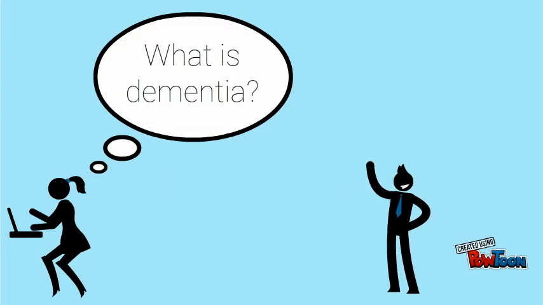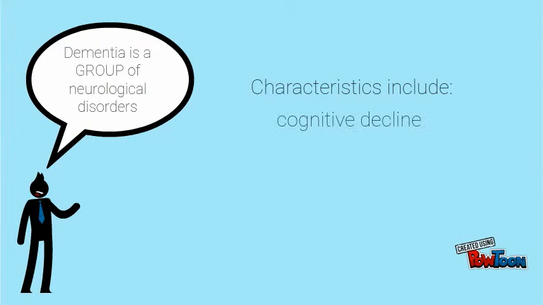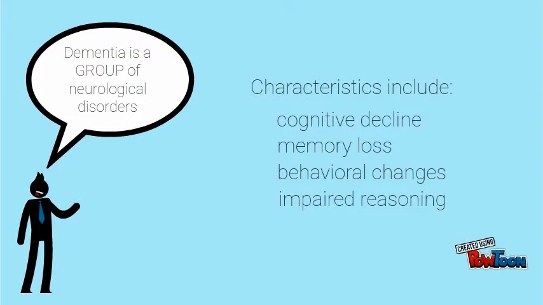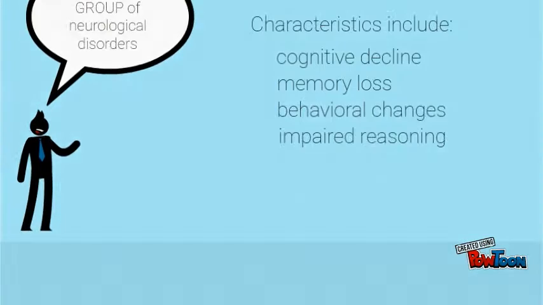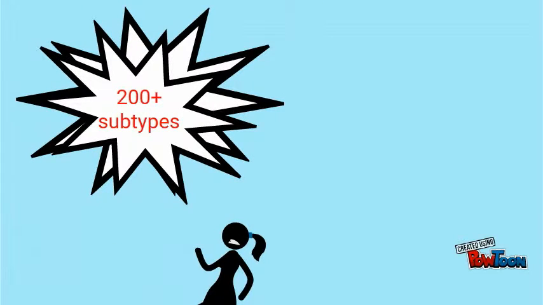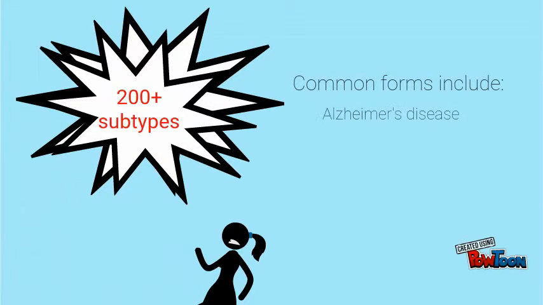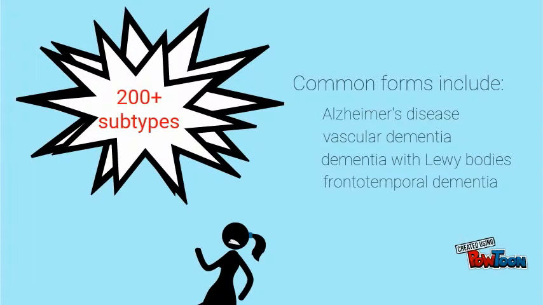The first thing to do when exploring dementia is to find out what dementia really is. Dementia is actually a term that refers to a large group of neurological disorders characterized by cognitive decline, memory loss, personality and behavioral changes, and impaired reasoning. It's generally associated with aging. There are over 200 defined subtypes of dementia, but we'll focus on some of the more common forms, such as Alzheimer's disease, vascular dementia, dementia with Lewy bodies, and frontotemporal dementia.